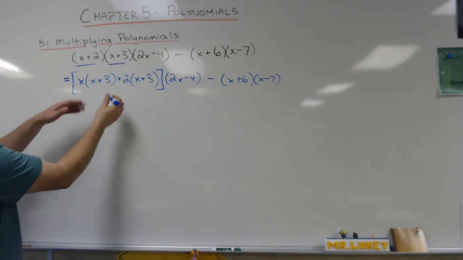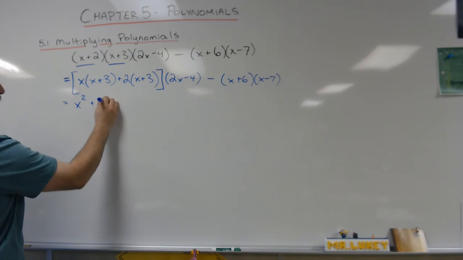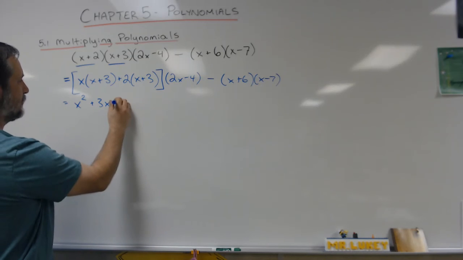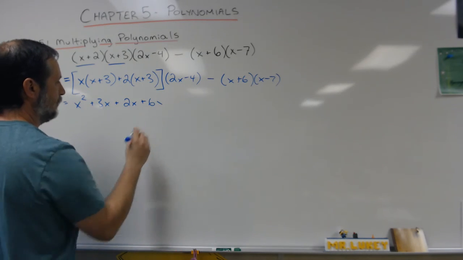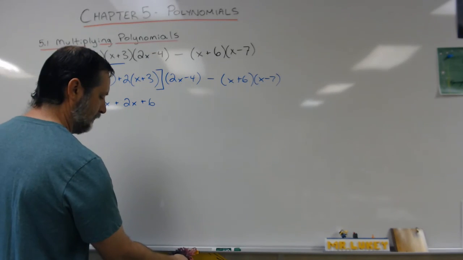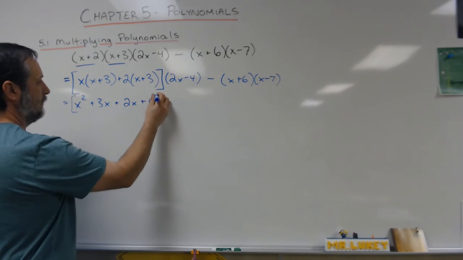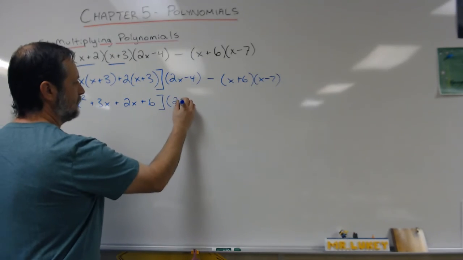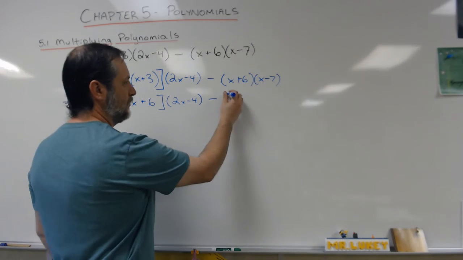So I have x times x plus 3 is x squared plus 3x, 2 times x plus 3, so that's 2x plus 6. Whoops, there shouldn't be an x there. And that's going to be that chunk there. That's all going to be times 2x minus 4. And again, we'll look at this after.